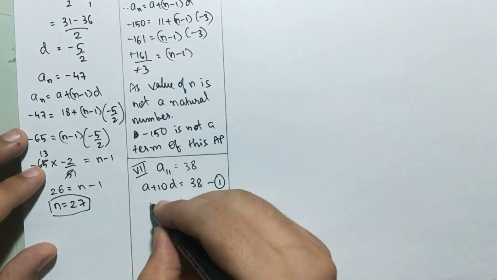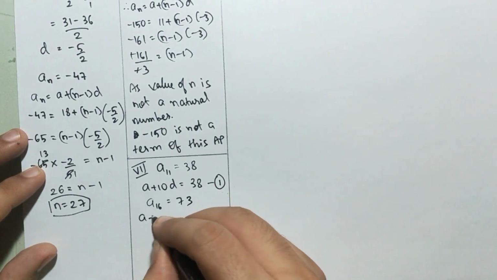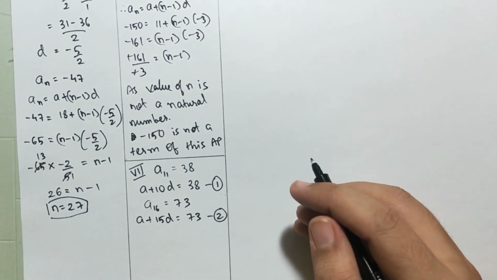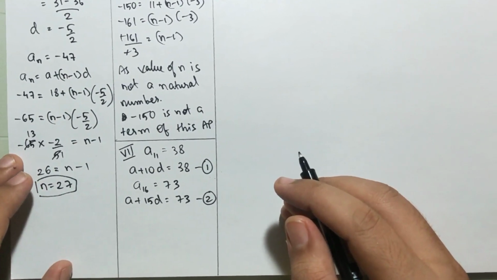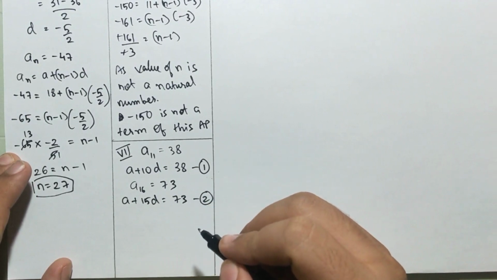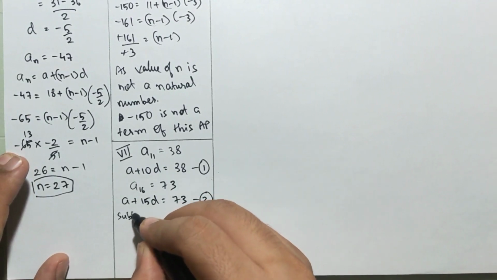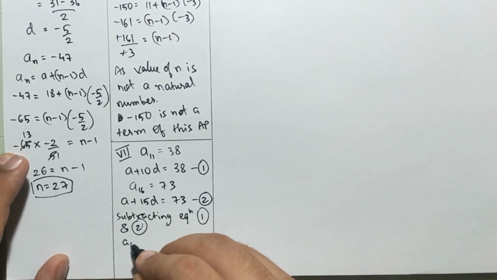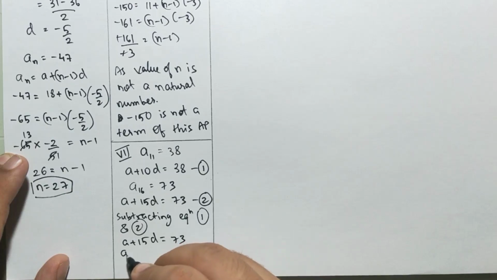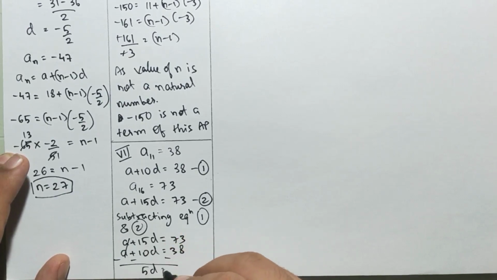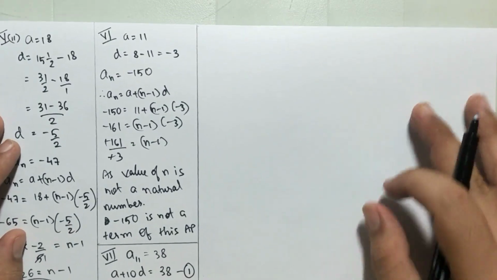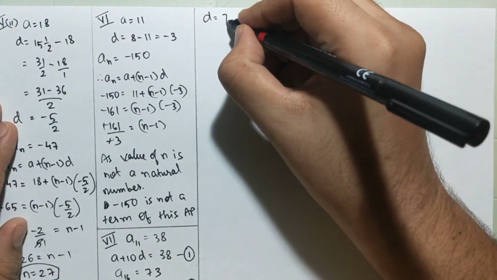And 16th term is 73. So a of 16 is 73. That is a plus 15d is 73. You have to find 31st term of this AP. So first of all, if you want to find 31st term, we should know a and d. So as we can see equations 1 and 2, using elimination method, subtracting equation 1 from 2. So a plus 15d equals to 73, a plus 10d equals to 38. Subtracting this, it will give 5d equals to 35. So d would be equals to 7.